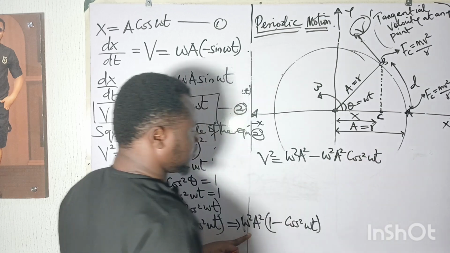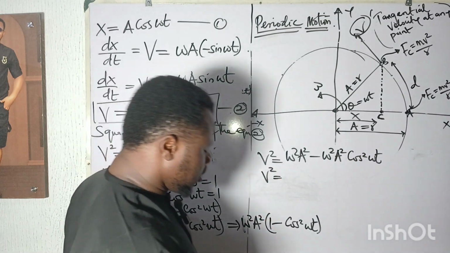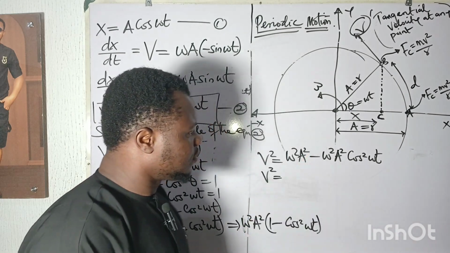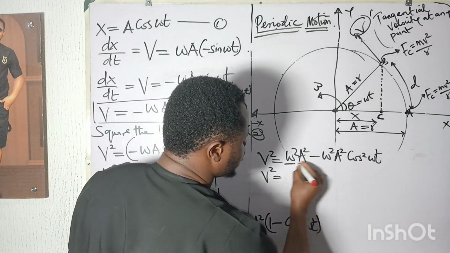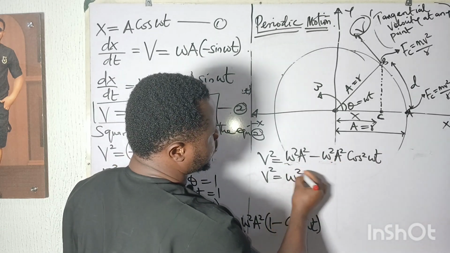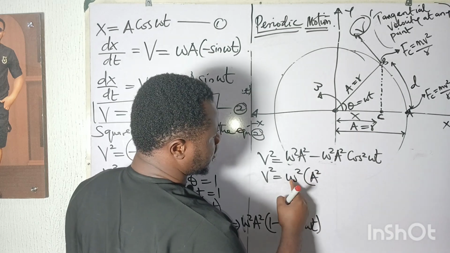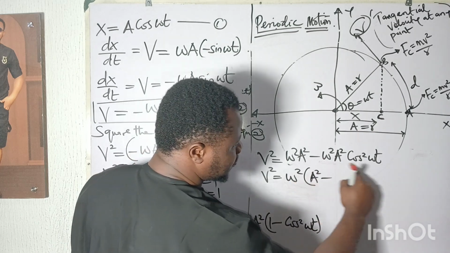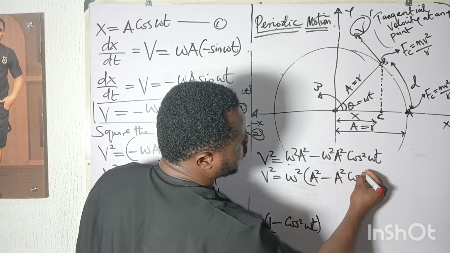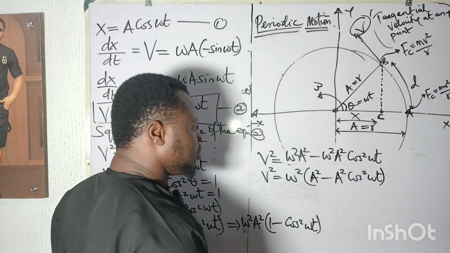So v square is equal to, now if you look at this, let's factorize the angular velocity. This is ω square, bring out one of it, we have ω square into A square minus, dividing these, we are left with A square cos square ωt.